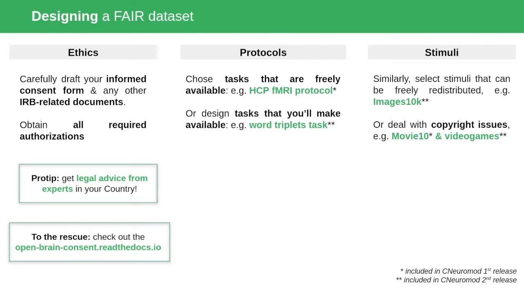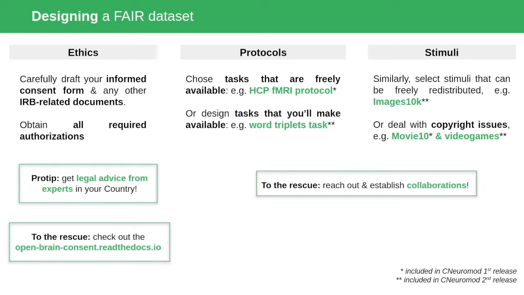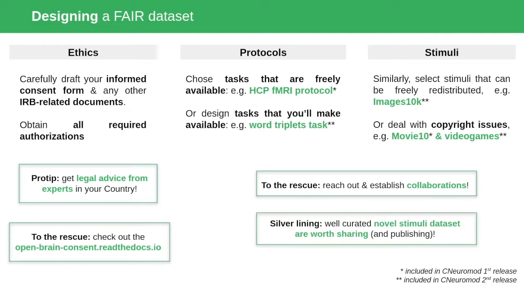Generally speaking, the options are two. Either you find something that is already available or you build your own. And again, it's the community that will be your lifeboat. Reaching out and building collaboration will be the best way to have access to all the great data sets that are already available. And the silver lining is that whatever you end up building yourself will be worth sharing, perhaps even publishing, and then other researchers will be able to benefit from it.